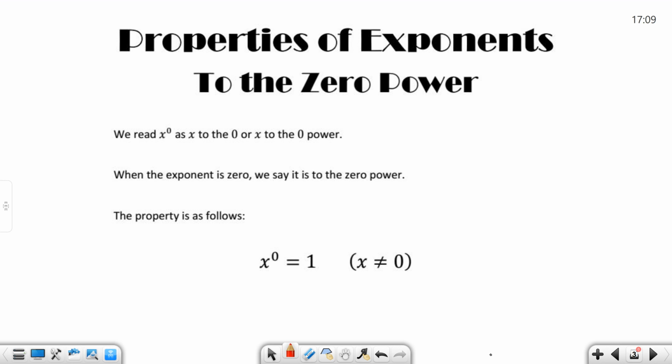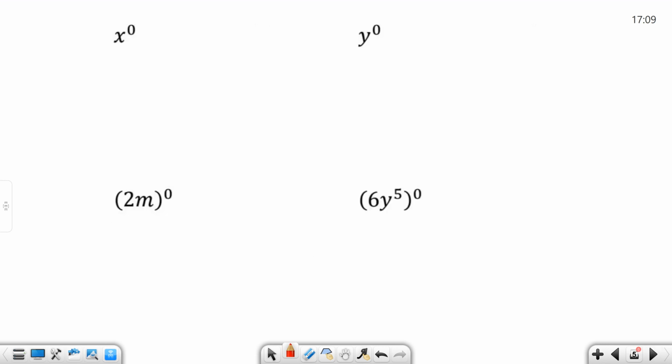All right? So what this means is anything raised to the 0 power is 1. And I'm being a little loose with that there because it cannot be 0. Anything other than 0. All right? So here, if I look at this, x to the 0 power is 1. It's really that simple. X to anything to the 0 power is 1. So here, y beside it, y to the 0 power is what? 1. Again, anything to the 0 power is 1.